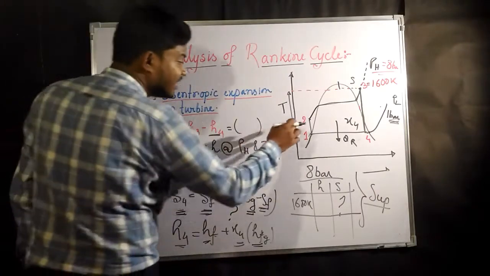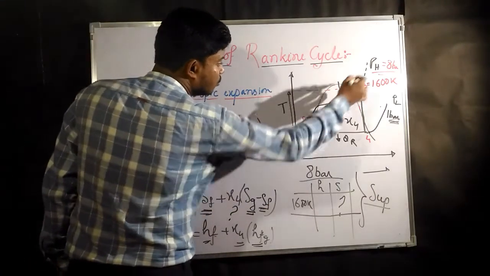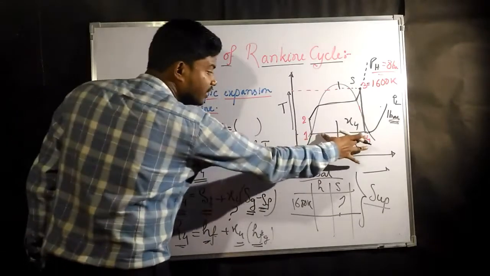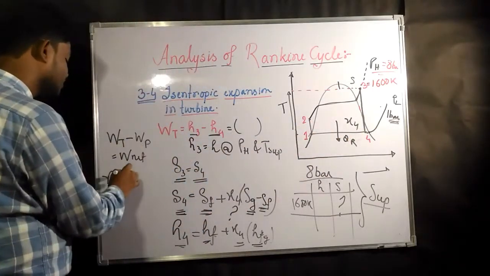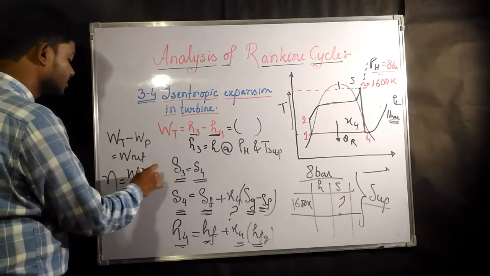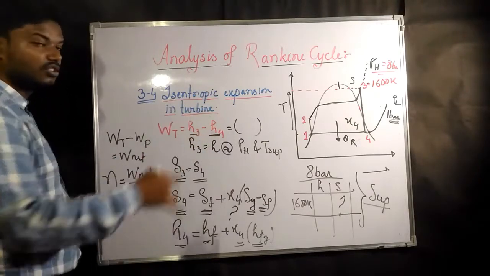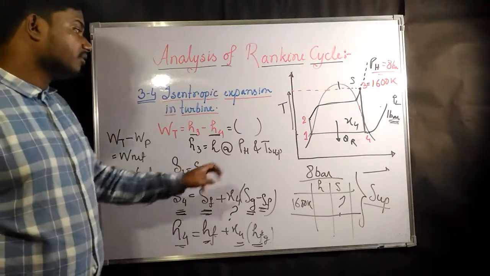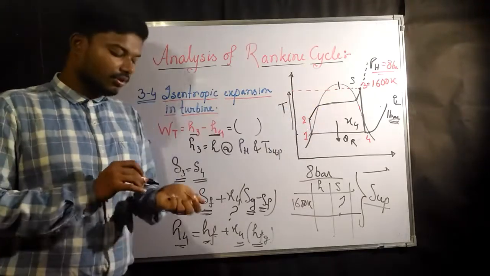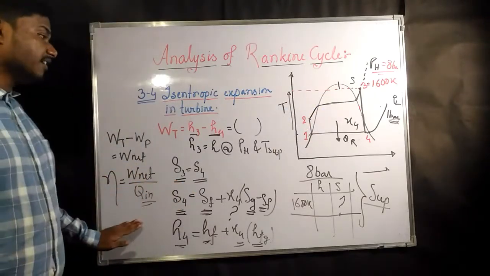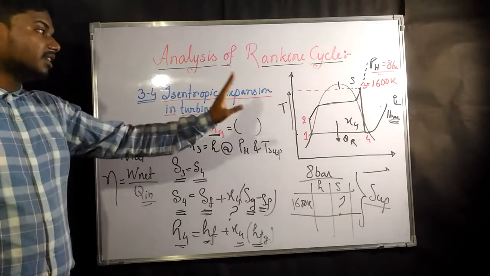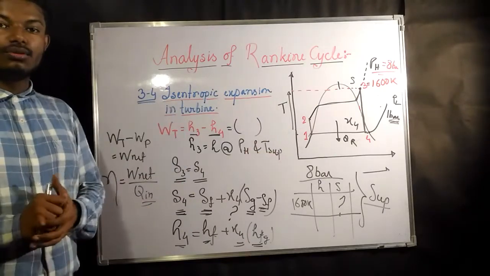So with the analysis of these processes only, 1 to 2, 2 to 3 and 3 to 4, without even doing 4 to 1, we can easily find the efficiency, because all the things that are required we can find. Q in has been found out in process 2 to 3, and W net has been found out in the processes 1 to 2 and 3 to 4. Now you can easily find the efficiency. So this completes our analysis of the process 3 to 4.